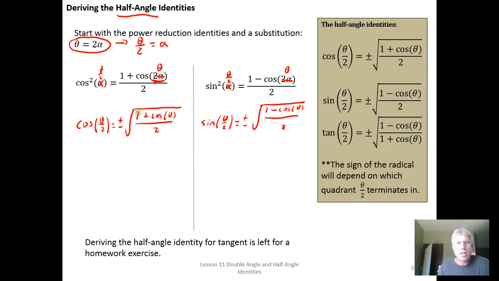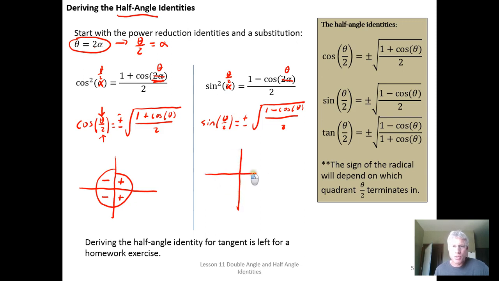And then the way that you decide whether you use the positive square root or the negative square root depends on the quadrant in which theta over 2 lives. If we're thinking about the unit circle, we know that the cosine is just the x-coordinate on the unit circle. So in quadrants 2 and 3, the x-coordinates are negative. So if theta over 2 is an angle that lives in quadrants 2 or 3, then we choose the negative square root. And if theta over 2 happens to be an angle that lives in quadrants 1 or 4, where the x-coordinates are positive, then we choose the positive square root. So it's quadrant driven, and it's going to be the same with the sine function as well.